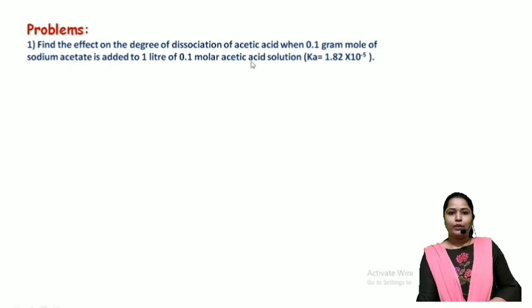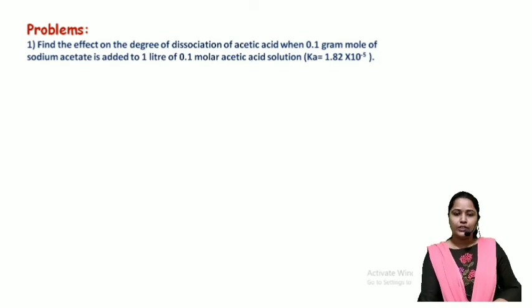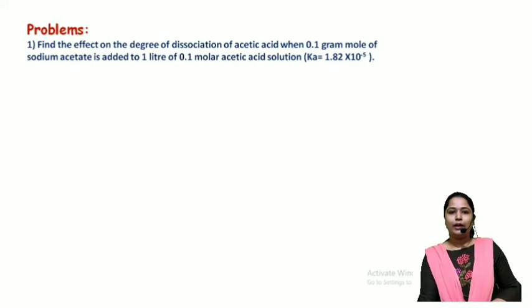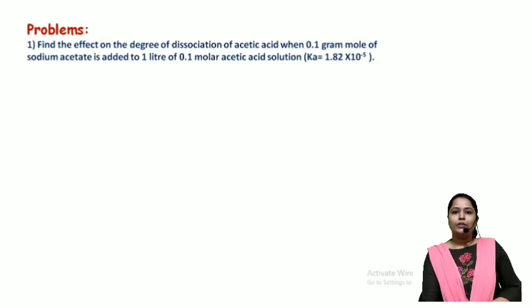So in this problem, first we will determine the concentrations of ions which are produced on the dissociation of acetic acid, H plus and acetate ion, and undissociated molecules of acetic acid. And next step we can determine the change in concentration due to the addition of sodium acetate. In this problem, we determine two degrees of dissociation: first, the degree of dissociation before the addition of strong electrolyte, and the degree of dissociation after the addition of strong electrolyte. So let's start the solution.